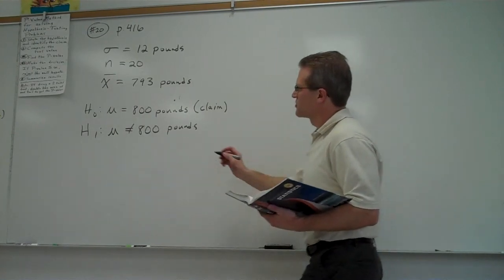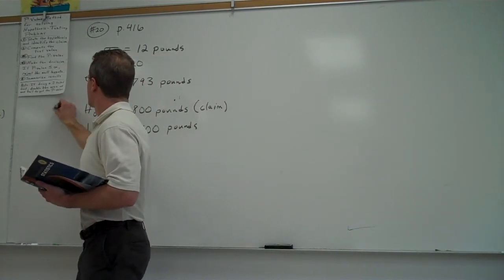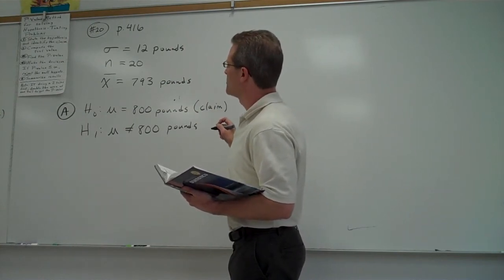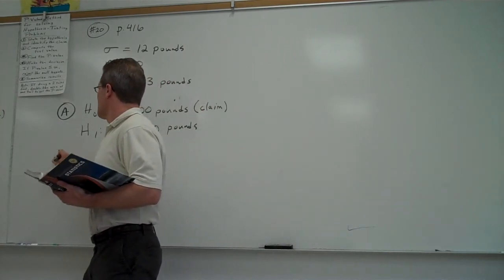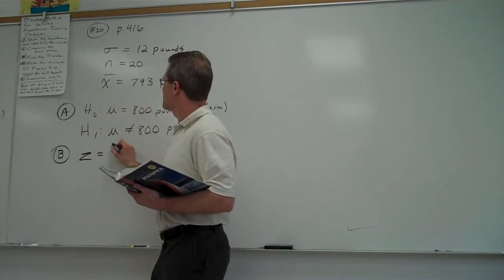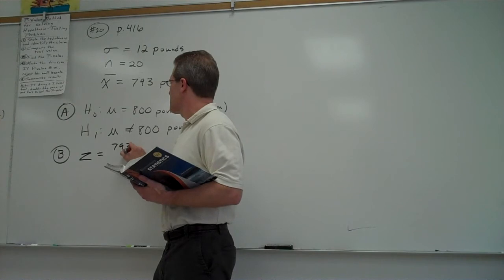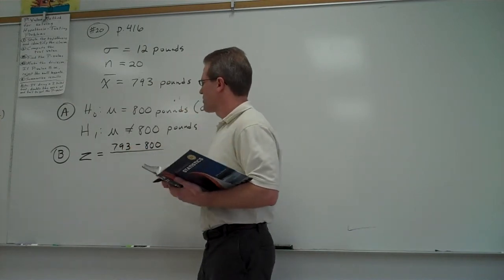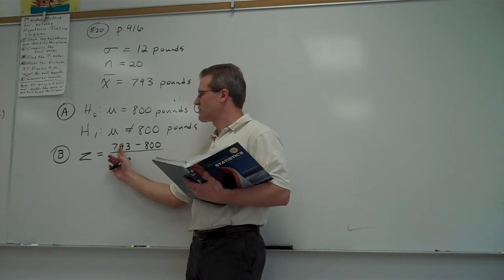But so this is step A. Make sure you identify your claim. Step B is compute the test value. Let's do that next. So test value, you're going to use a formula. We're going to use a z-test. You're going to take your x bar, 793 pounds, minus 800 pounds. What we're doing here is we're trying to get the z-score for 793.